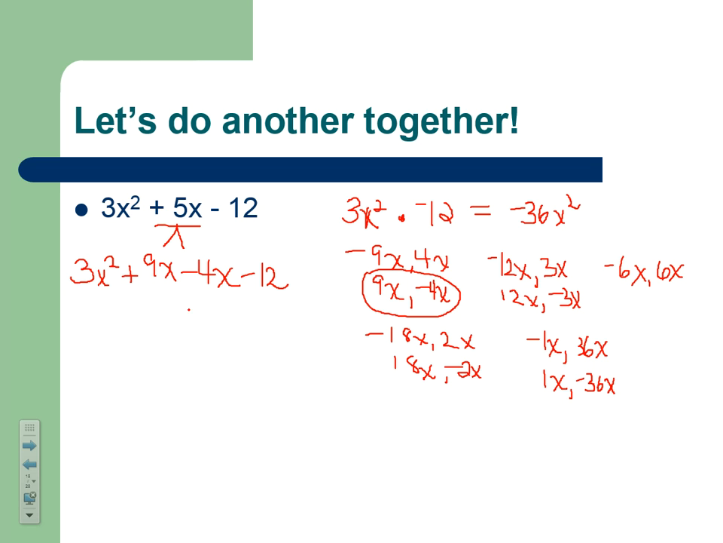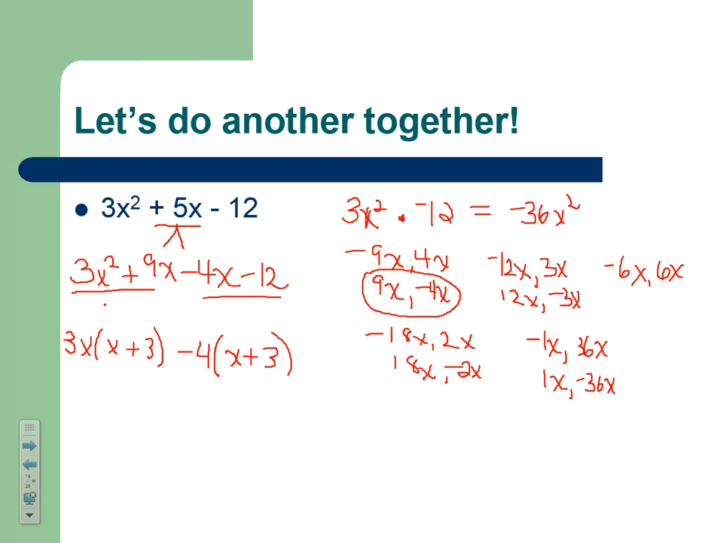So now we're going to do factor by grouping. So we have the first group and we have the second group. In the first group, the GCF is 3x. And once we factor out a 3x, what we have left is x plus 3. Now in this group, we're going to factor out a 4, which is really negative 4. And what we have left is x plus 3.